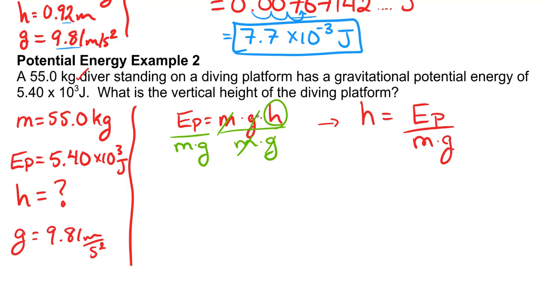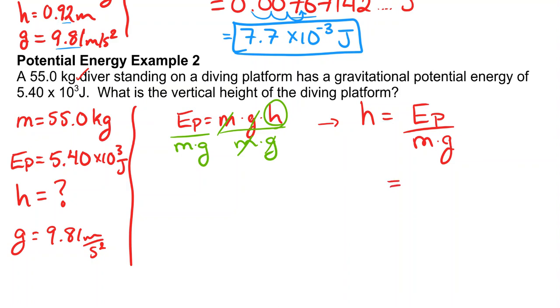And it's the same for any of them. I could have solved for h. I could have solved for m. I could have solved for g if I was on a different planet or something like that. Remember that g is just the acceleration due to gravity on Earth. The moon doesn't have the same gravity, so it's going to be different. But that's rare, so don't worry about that. The height is equal to EP over mg.